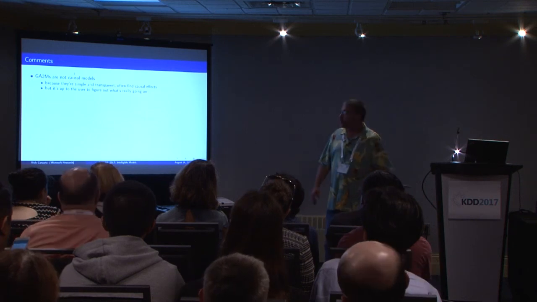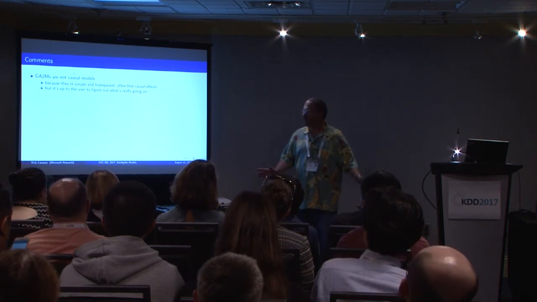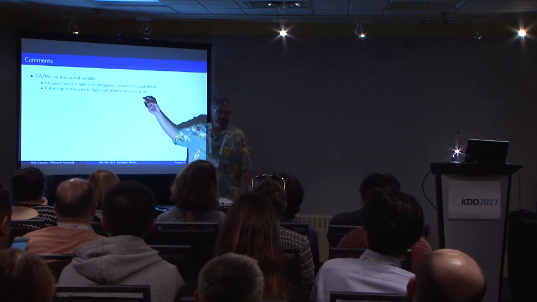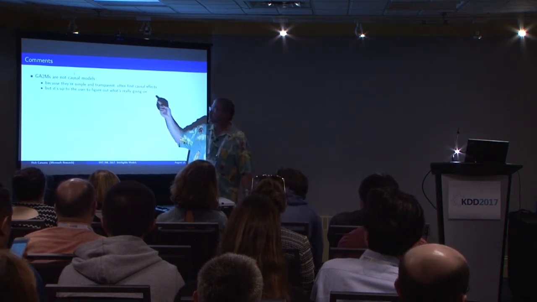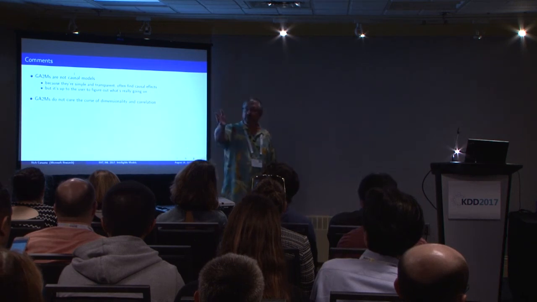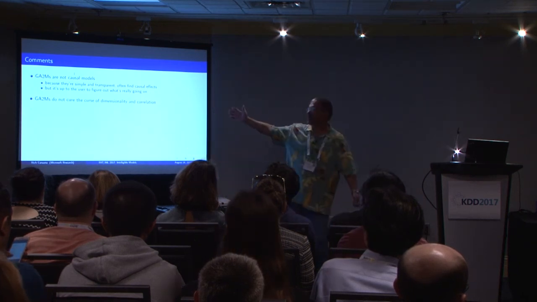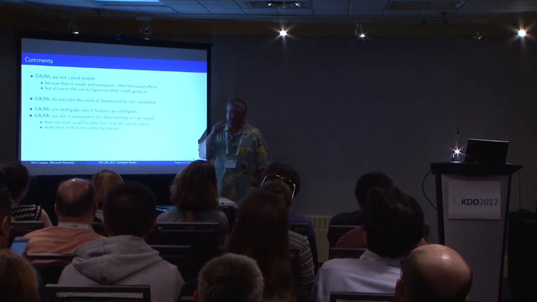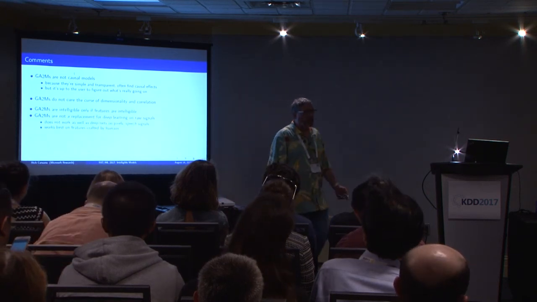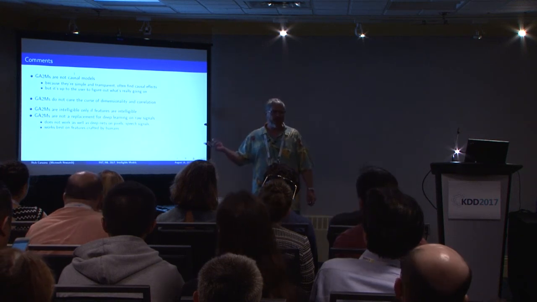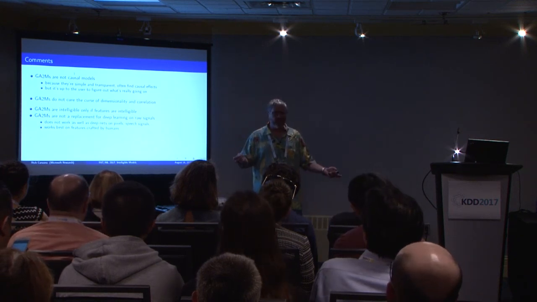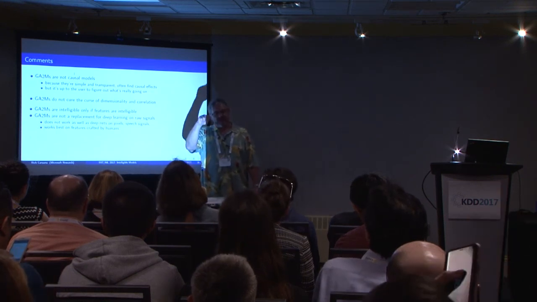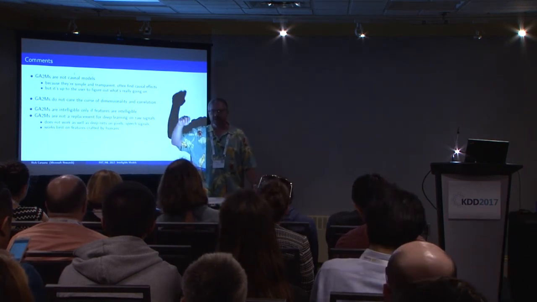These are not causal models. I think everyone in the room understands that. It's up to you to look at things in the model that look suspicious and then figure out what they might be caused by. The curse of dimensionality and correlation is not something we have solved here. That is still a problem. These are only intelligible models if the features are somewhat intelligible. This is not a replacement for deep learning on pixels or raw speech signals and things like that. I don't know what a function of pixel 1 plus a function of pixel 2 plus a function of pixel 10,000 would look like.